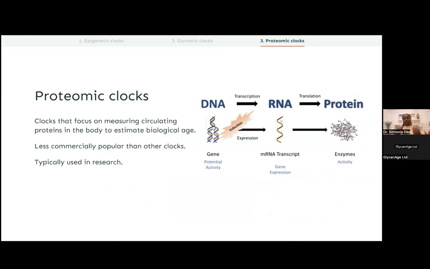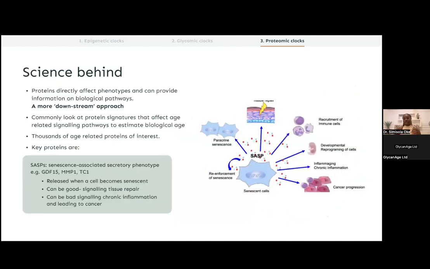They ultimately focus on the number of circulating proteins in the body to help estimate biological age. And I would say it's a more downstream approach. The reason I say this is because you're not looking at the upstream. You're not looking at the DNA. You're not necessarily looking at the RNA or the genetic expression. What you're looking at is the already expressed protein.